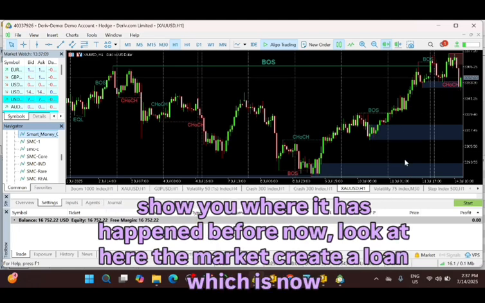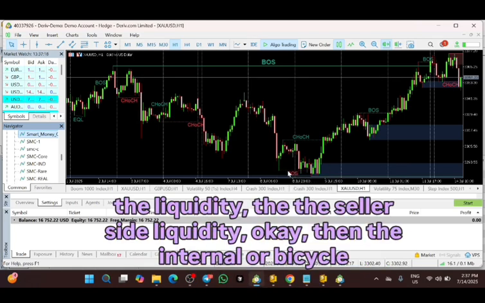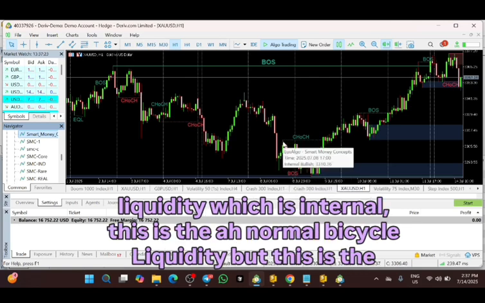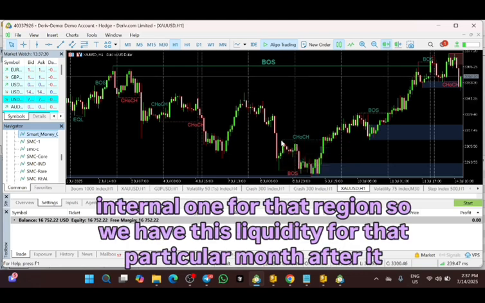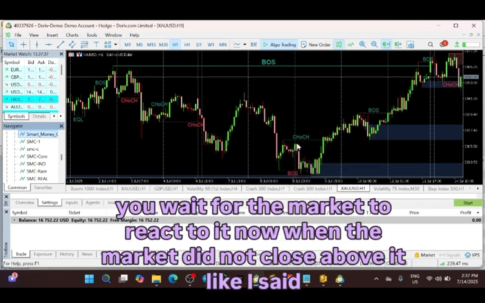Now, I said I will show you where it has happened before. Look at here. The market created a low, which is now the liquidity, the sell side liquidity. Then the internal buy side liquidity, which is internal. This is the normal buy side liquidity, but this is the internal one for that region. So we have this buy side liquidity for that particular move. After it, you wait for the market to react to it.